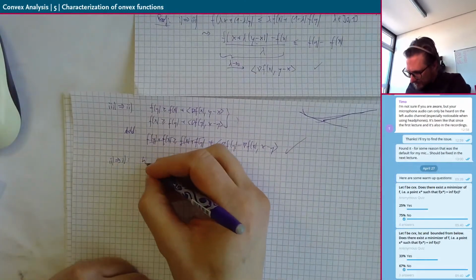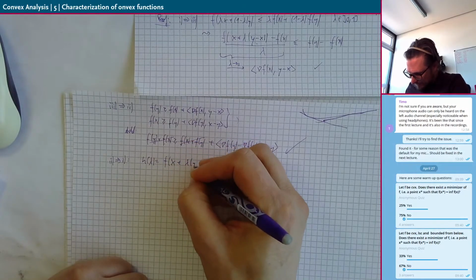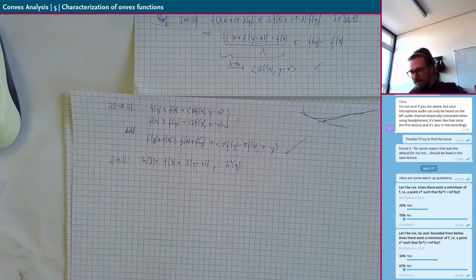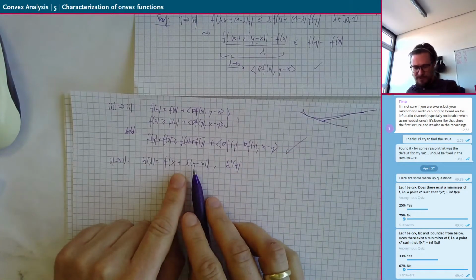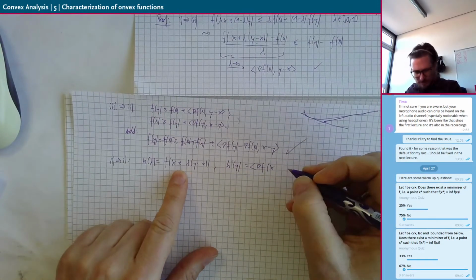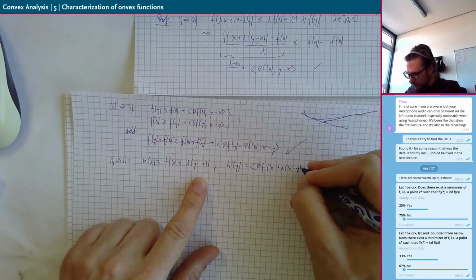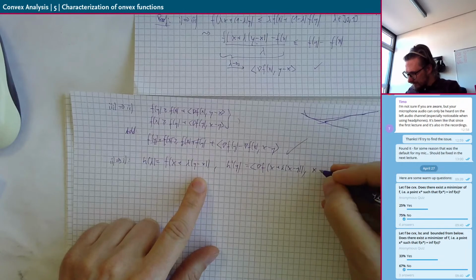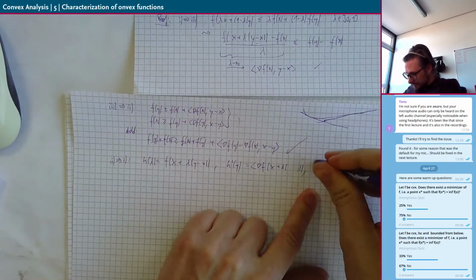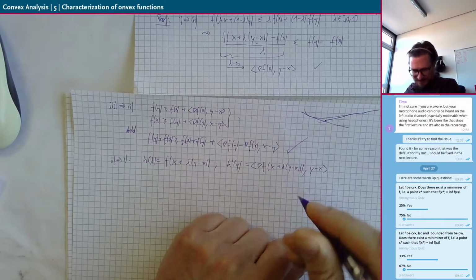We consider the function h of lambda, which is just f of x plus lambda times y minus x. And then what is its derivative? Yeah, this is exactly the directional derivative here. This is exactly the gradient of f at that point, x plus lambda times y minus x, times y minus x, sorry. And here it would also be y minus x.